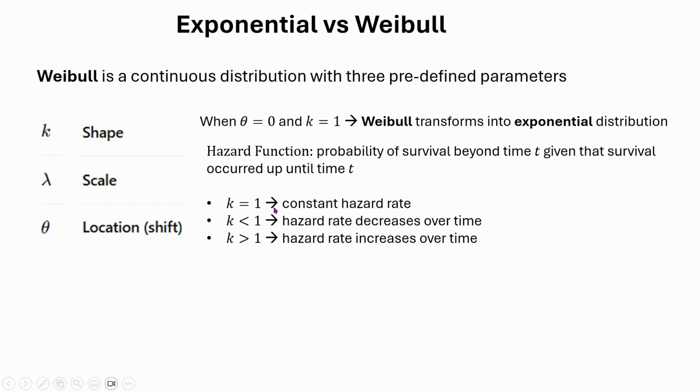When you have the Weibull distribution with k equal to 1, your hazard rate is constant. K less than 1, meaning you can model hazard rate which decreases over time. And when k is greater than 1, you can model hazard rate that increases over time. So that is all about the relationship between these 17 probability distributions.